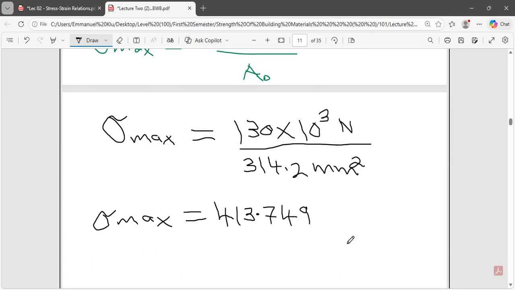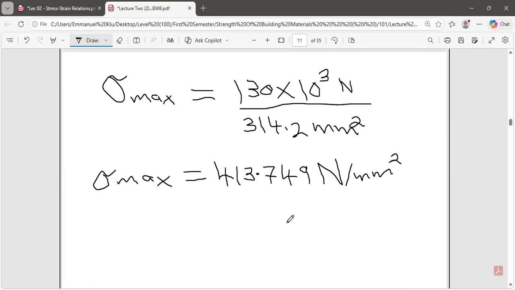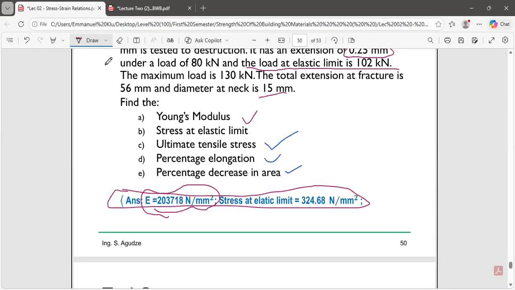749. Okay. So let's just add our units. Let's say Newton per millimeter squared. So as simple as ABC. That is our maximum, or ultimate tensile stress we have calculated for, or maximum tensile stress.